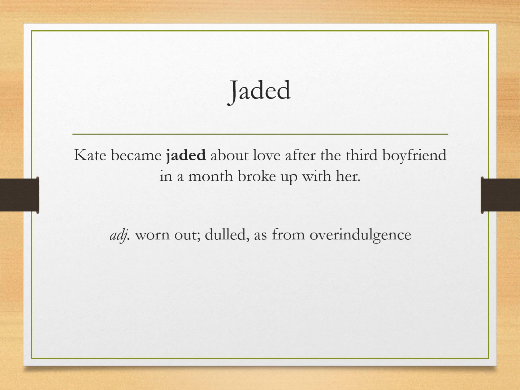She's worn out from being in a relationship that doesn't work, dulled, meaning she's not interested anymore, as from overindulgence, meaning you've had too much of something. Okay, exhausted. She's wearied from it. She probably isn't going to date for a long time. The opposite would be fresh, meaning it's new, it's exciting.